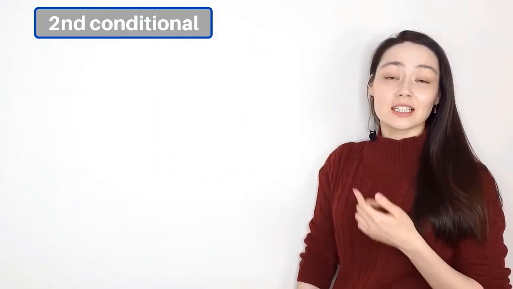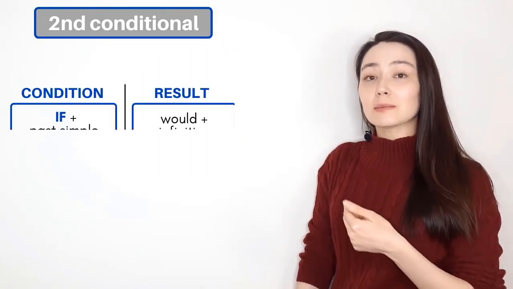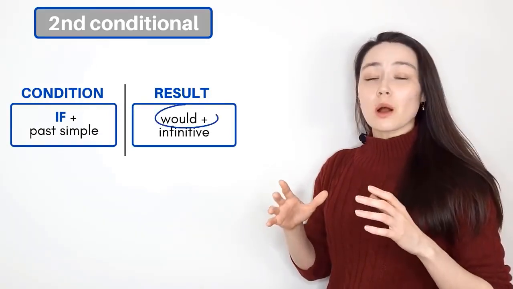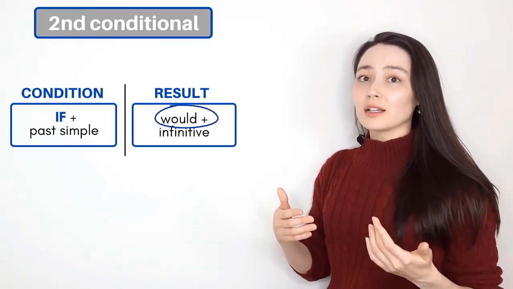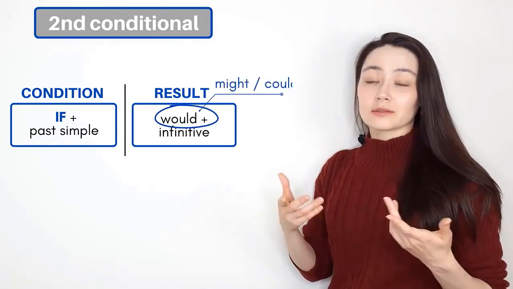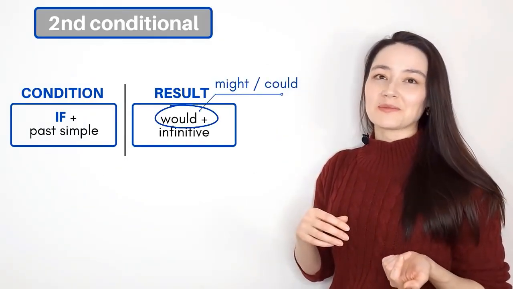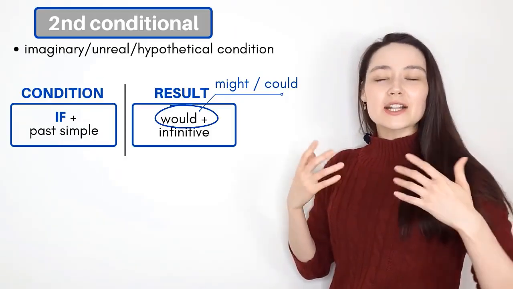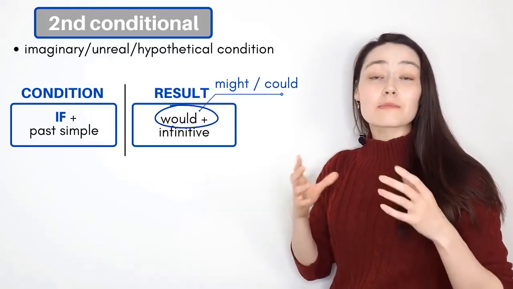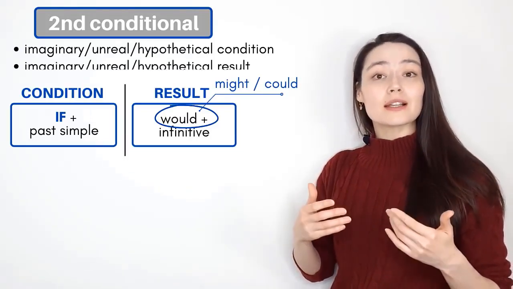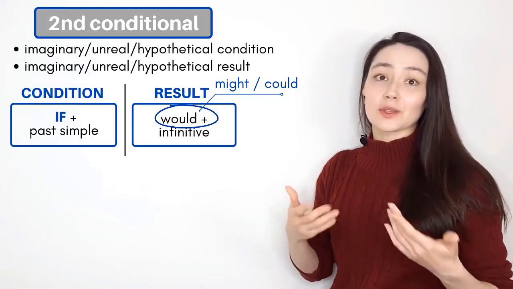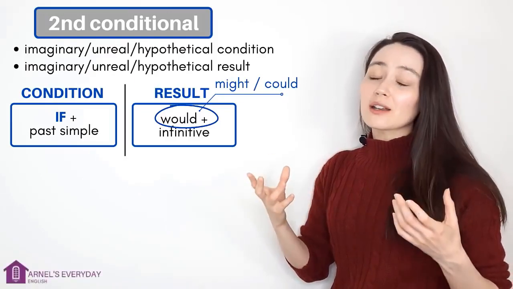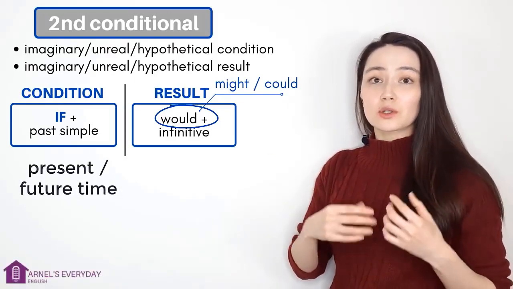Second conditional. Condition, result. If plus past simple, would plus infinitive. Would is probably the most common modal verb you'll see, but you can also use other modal verbs. Might, could are also possible. We use the second conditional to speak about an imaginary, unreal, hypothetical, present or future condition, plus its imaginary, unreal result. I know it's strange, we're using the past simple here, but we really are speaking about the present or the future, so just keep that in mind.